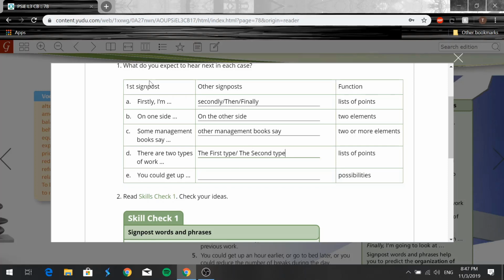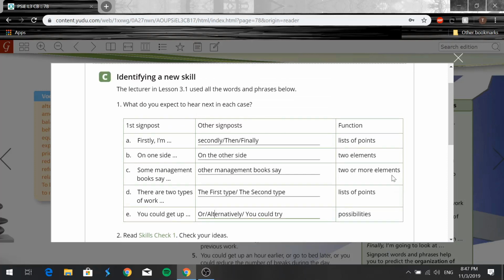You could get up, and the signpost here, its function is possibilities. So you could get up. I could also say or, right? Or I could also say alternatively, right? I can also say you could try, right? All of these are different possibilities. All right, well, I messed that spelling up. Alternatively, right? So you could get up, or alternatively, or you could try. All of these are different possibilities. Okay? So that was exercise C.